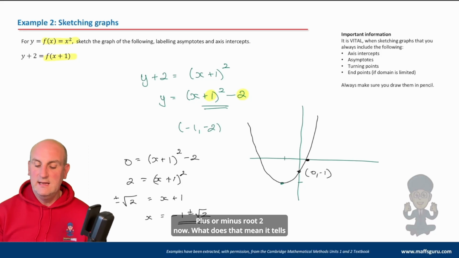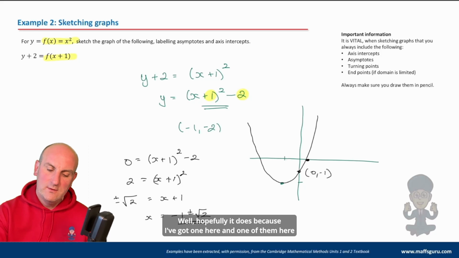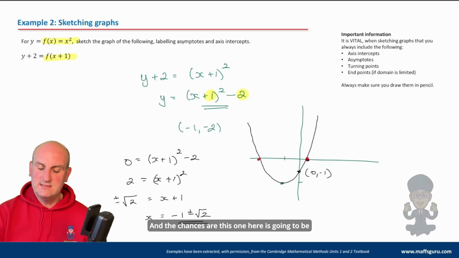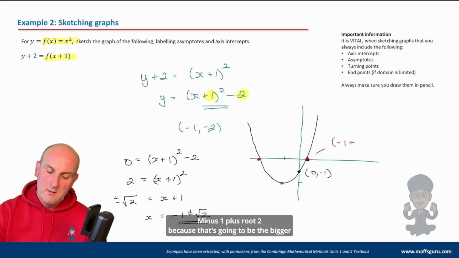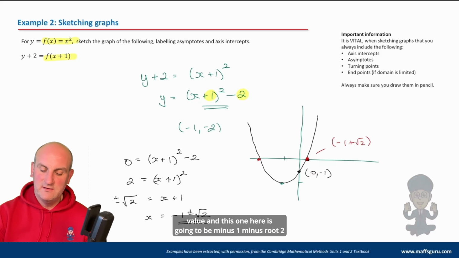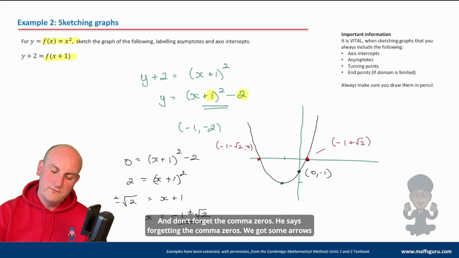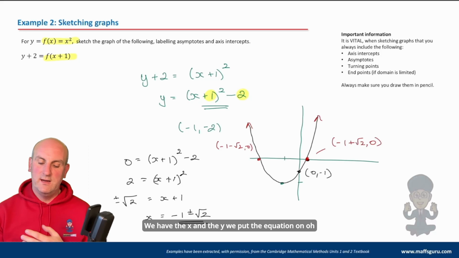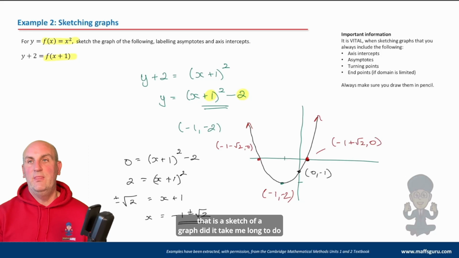Now, what does that mean? It tells me that I've got 2 x-axis intercepts. Does that make sense? Well, hopefully it does, because I've got one here and one of them here. And the chances are this one here is going to be minus 1 plus root 2, because that's going to be the bigger value. And this one here is going to be minus 1 minus root 2. And don't forget the comma zeros, he says, forgetting the comma zeros. We've got some arrows, we have the x and the y, we put the equation on. Oh, don't forget to label this minus 1, minus 2. And again, that is a sketch of a graph.